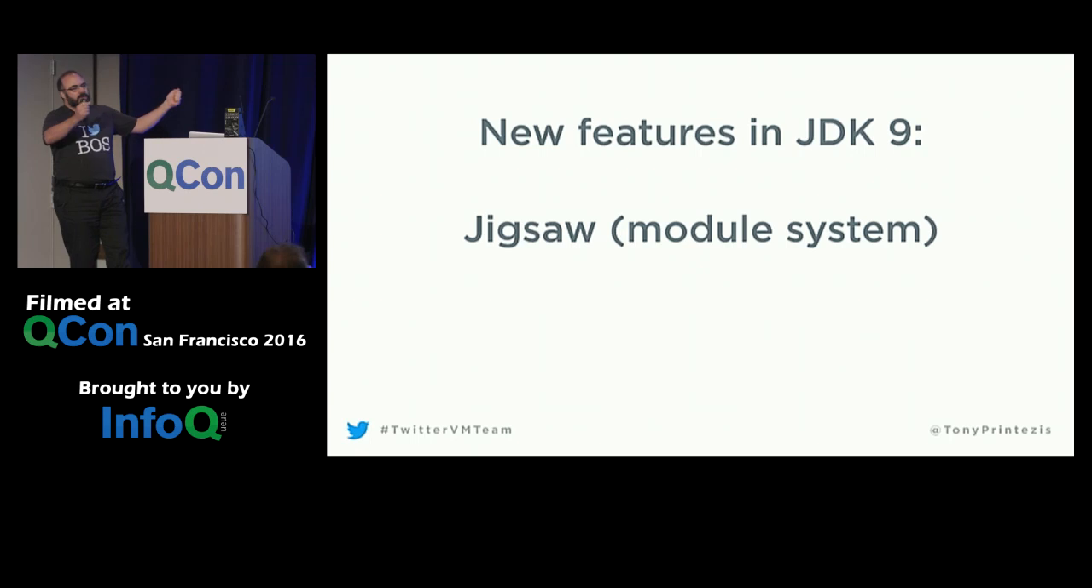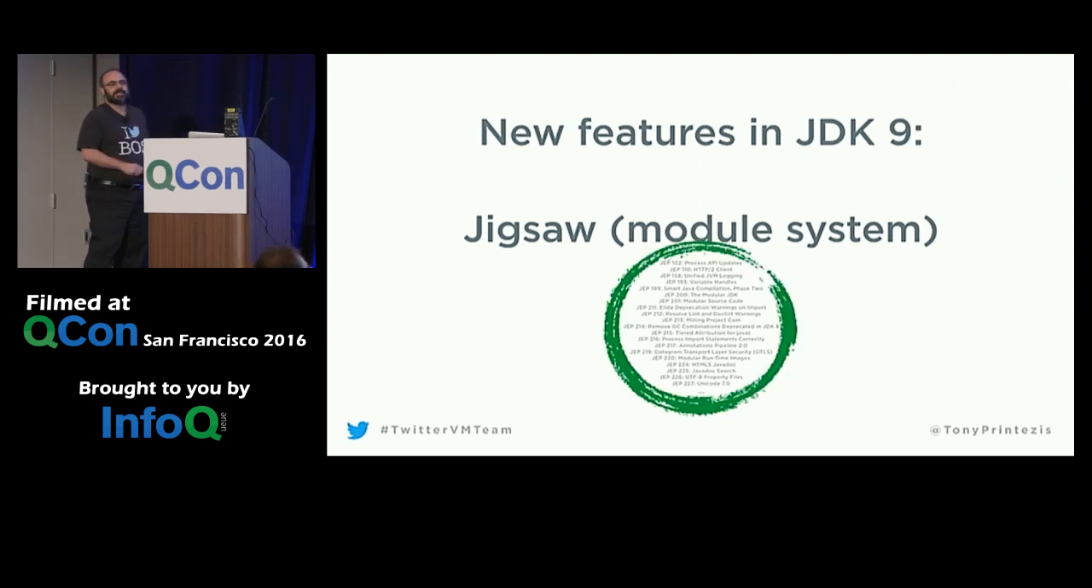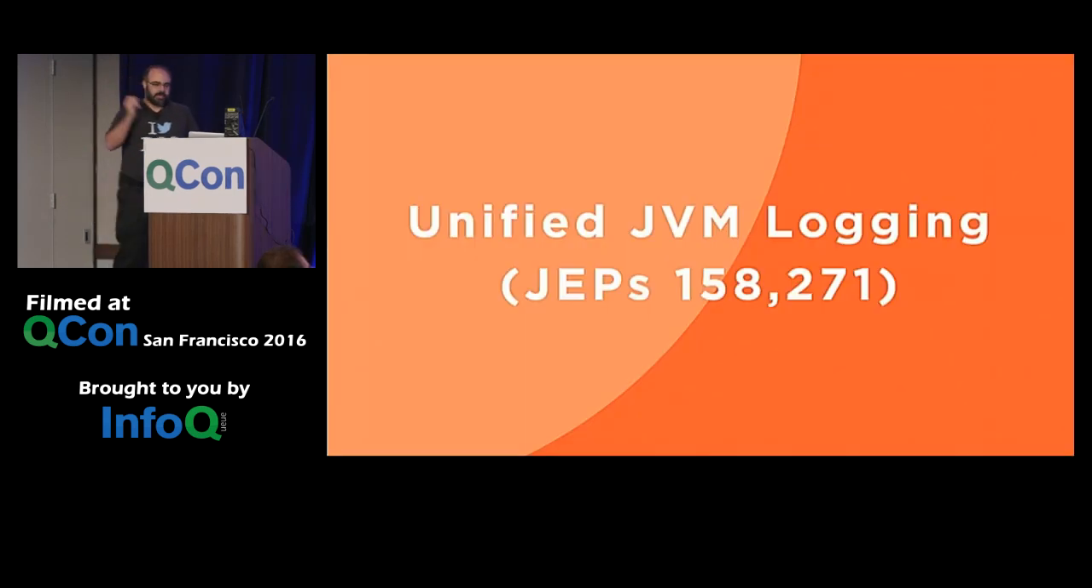So everybody's been talking about Jigsaw. Well, what else is there in Java 9? Well, Gil in the morning touched on it a little bit, but there is a long list of features in Java 9 that nobody talks about because everybody's obsessed with Jigsaw. Right? So for this talk, I'm going to concentrate on 3 of these, and on features that are related to performance tuning, profiling, etc.